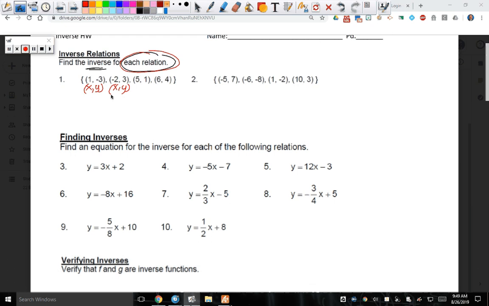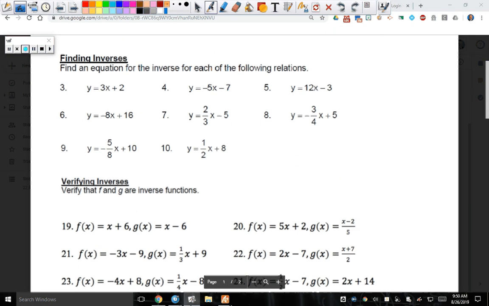y, x. So everything is switched, just like we talked about graphically. A common mistake people make is they try to do the negative switch. It's not the negative switch. It's just straight up x and y switch. So this one would be (3, -2), (1, 5), and (4, 6). Still has a set of points. Are we good? Alright, so let's go to the big parts.